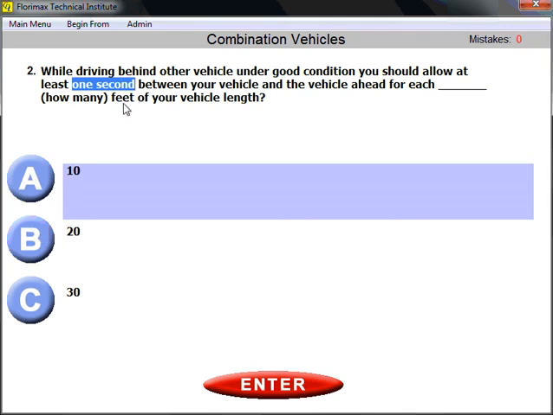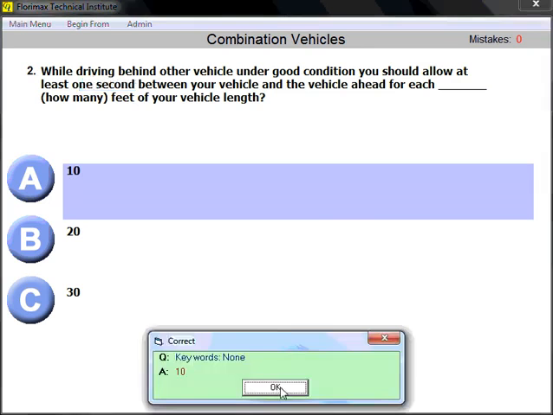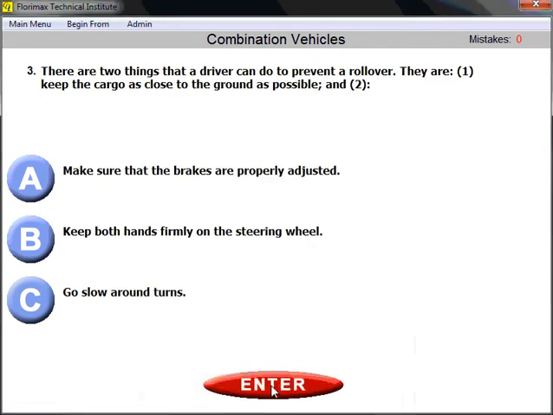That was true for general knowledge, that was true for any other divisions of your exam. Just remember, 1 second is 1 second per 10 feet of your vehicle length. So if your vehicle is 100 feet long, you need to allow 10 seconds, right? 10 feet, 1 second.